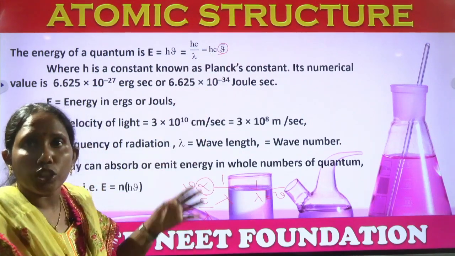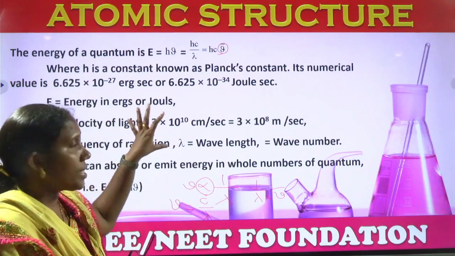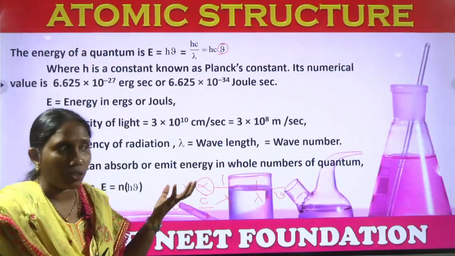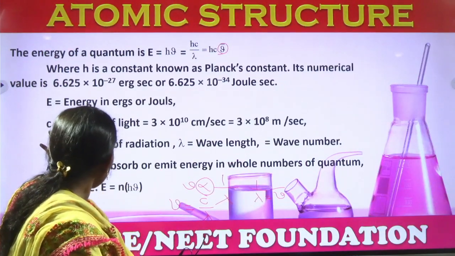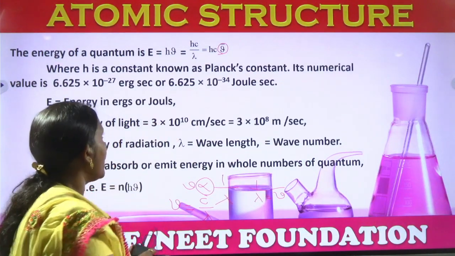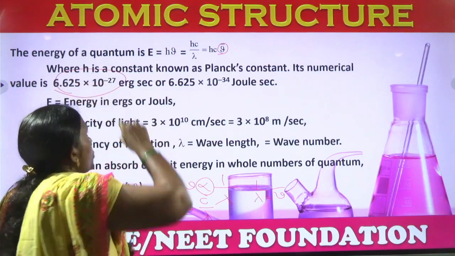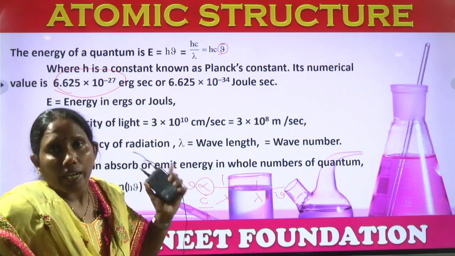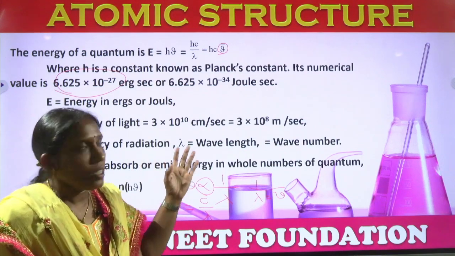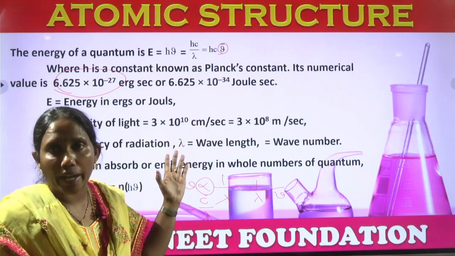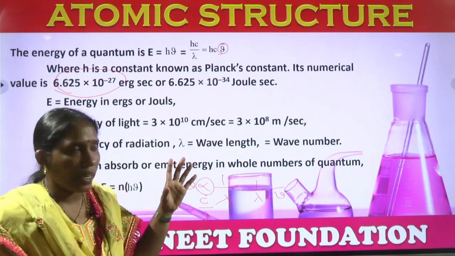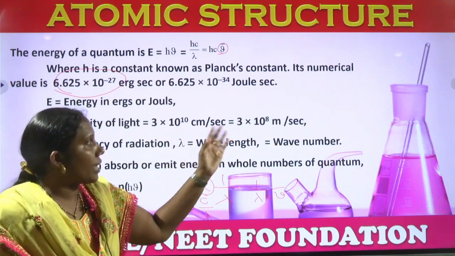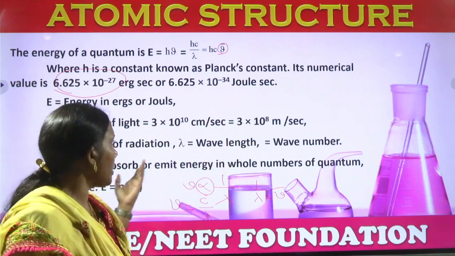So hc nu bar. Here what is h? We said h is called Planck's constant. This h has different values in different units. Here E is the energy in joules. We can take that h value will be 6.625 into 10 to the power of minus 27 in erg seconds. If you take the value of h in joules, 6.625 into 10 to the power of minus 34 joule second. And also we know velocity of light, 3 into 10 to the power of 10 in centimeters per second, and 3 into 10 to the power of 8 in meters per second also.